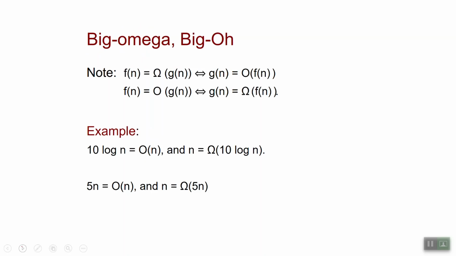Okay, the big omega and big O notation are two sides of the same coin. We can note that a function f is big omega of g of n if and only if the function g of n is big O of f of n. And similarly, f of n is big O of g of n if and only if g of n is big omega of f of n. So, for example, 10 log n is big O of n is the same thing as n is big omega of 10 log n. 5n is big O of n, and n is big omega of 5n.